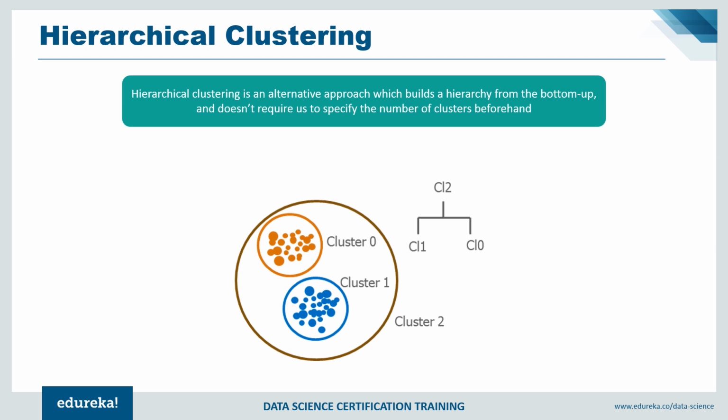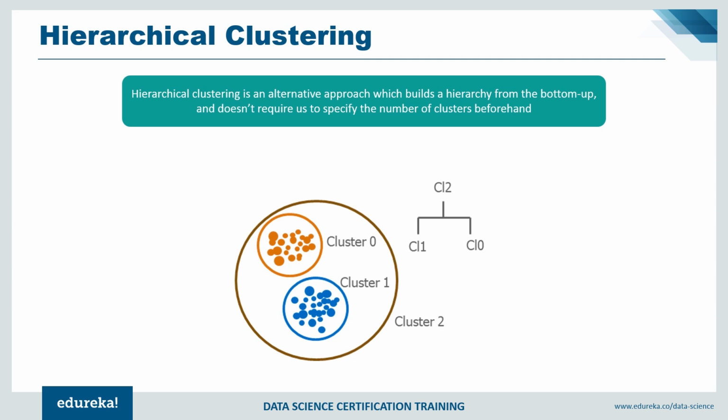That's that. Now let's have a look at the third type of clustering, which is the hierarchical clustering. So hierarchical clustering is an alternative approach which builds a hierarchy from the bottom up or the top to bottom and does not require us to specify the number of clusters beforehand. Now the algorithm works as follows: first of all, we put each data point in its own cluster, identify the closest two clusters and combine them into one more cluster. Repeat the above step till the data points are in a single cluster.